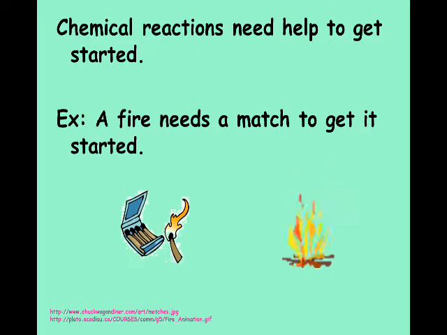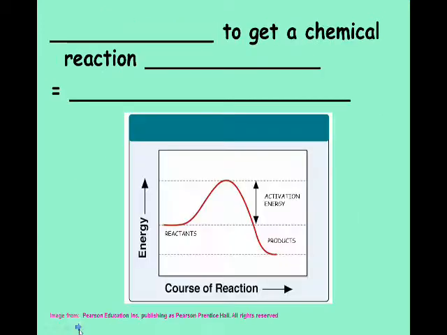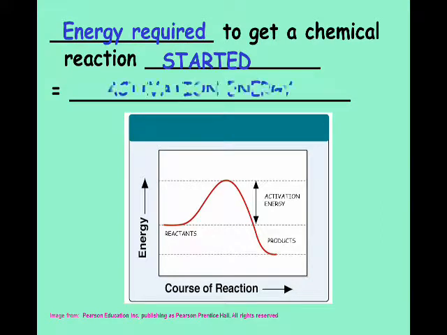Chemical reactions need some help to get them started. If you think about a fire, you can pile up the wood, but it's not going to start on fire. The reaction's not going to start going until it gets that first little spark. You need the match to get it started. And chemical reactions need that little jump start, the little kick in the pants to get it going. And so the energy that's required to get a chemical reaction started is called activation energy. When you activate something, it means you turn it on, get it going, and that's what activation energy does.